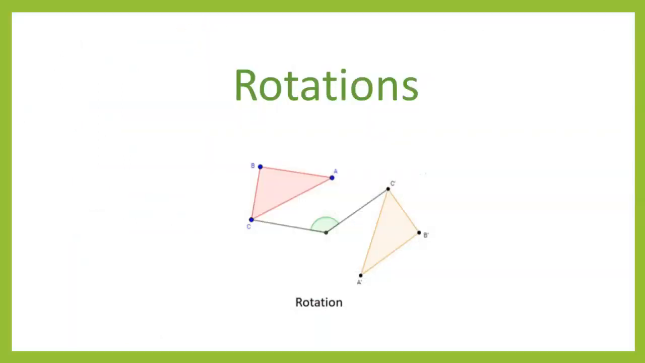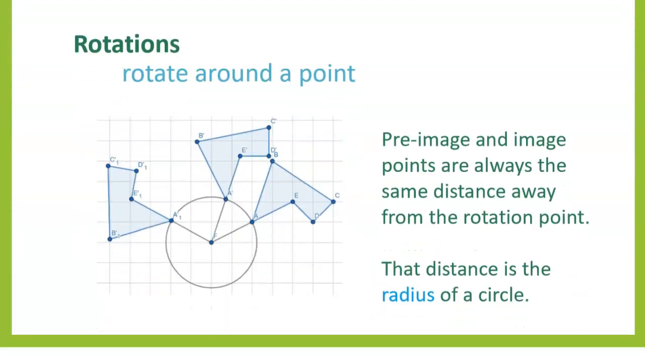So that brings us to our third and final transformation, which is rotations. Now rotations rotate around a particular point. So you can see here we started with A. A was a particular distance from this middle point here, F. And when we rotate it, it keeps that same distance away from F when it becomes its image. And once again, we rotated it again, and it stayed the same distance away.